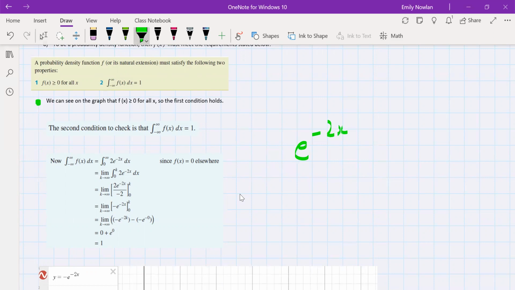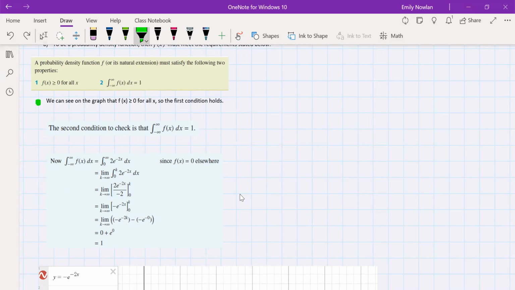to the minus 2x bit exactly the same, when you're integrating, you need to divide by the derivative of the power. So the derivative of the power is minus 2. So you'd need to divide by that minus 2. When you look over here at the work that was done from the textbook, it has divided by that minus 2.